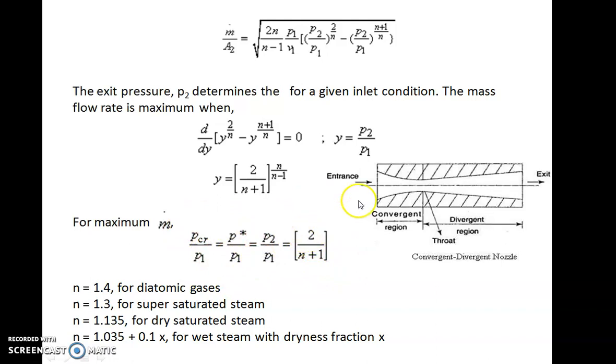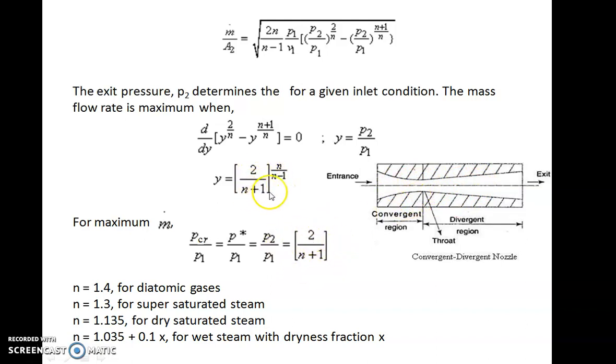Here the pressure is P1 at the inlet, and at the exit the pressure is P2. So pressure goes on decreasing, as we know. As the pressure goes on decreasing, we want to find at which pressure the mass flow rate is maximum, and for that we have used the maxima condition. So at which P2 you are getting maximum mass flow rate, at which section, that we can obtain by putting the values in this expression.